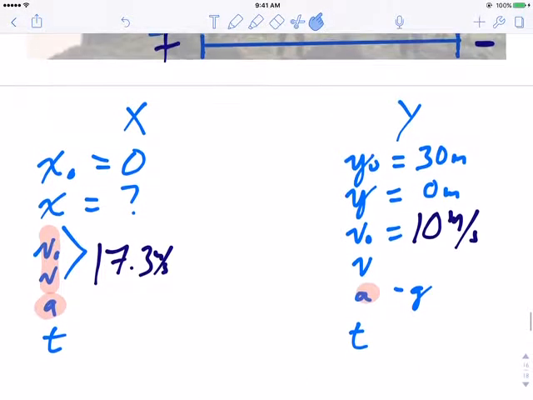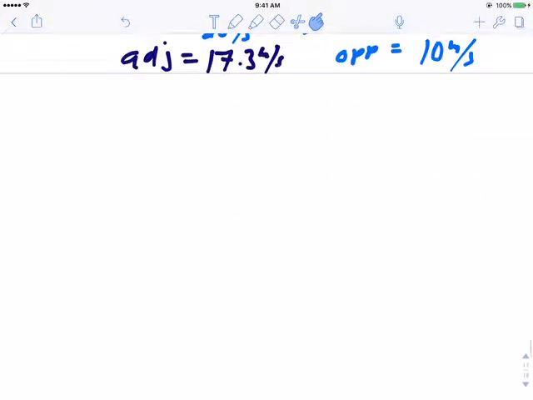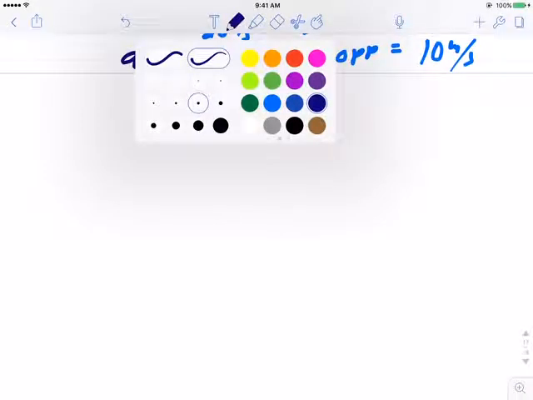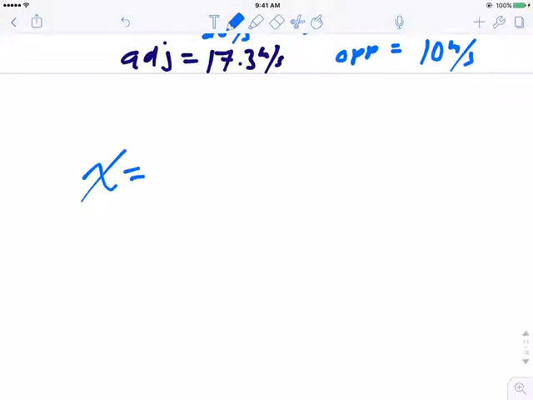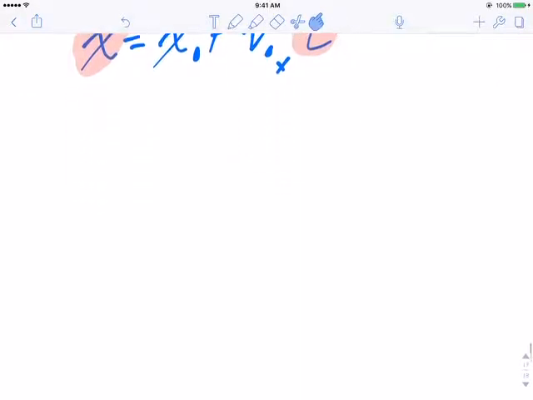Okay, now the fun part. If we want to get x final, that's what we're looking for, we're going to use x final equals x initial plus v0x t. Once again, we don't know what the time is, and we don't know what x final is. We have two unknowns. We're going to have to get the time. Like I said, 95% of projectile problems are going to require you to do two different steps. So we're going to go to the y-axis again to get the time.